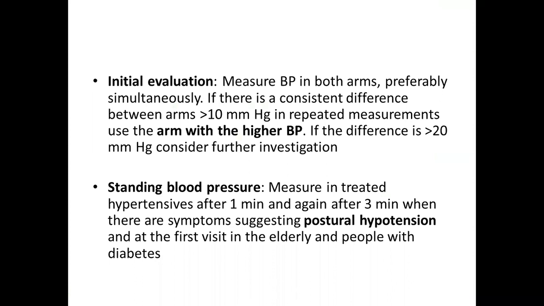So on initial evaluation, you should measure the blood pressure in both arms, and if there is a discrepancy between the blood pressure in both arms, then the arm with the higher BP should be taken as the value. If the difference between the two arms is less than 10, you don't need to worry. If it is more than 20, then you should consider further investigation. You have to rule out secondary causes like coarctation, as well as a cervical rib, or other causes of elevated blood pressure.